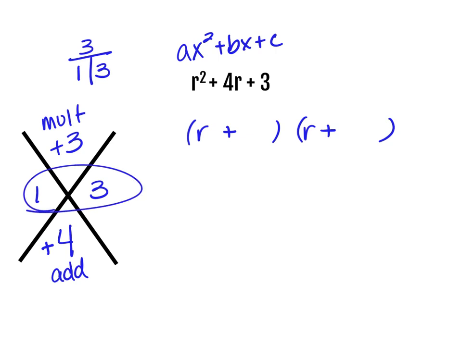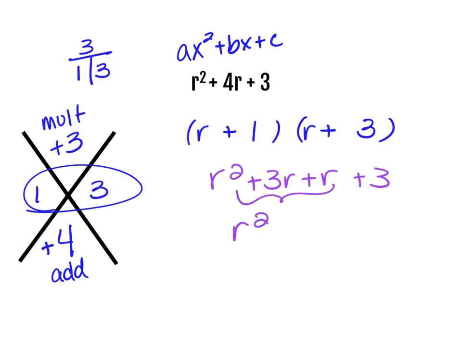So these factors get placed here. So this would be 1 and 3. I know it seems tricky, but it's okay. The more practice you get, the better you're going to get at it. Now we're actually going to go through and check our solution by multiplying using that FOIL technique or a box, whichever you prefer. So I have r squared plus 3r plus r plus 3. So when I combine my two middle terms, I have r squared plus 4r plus 3.